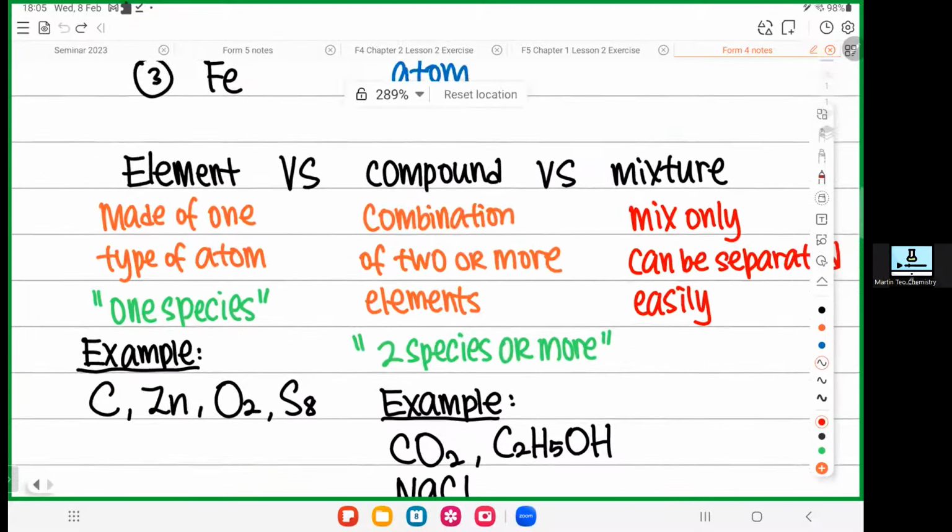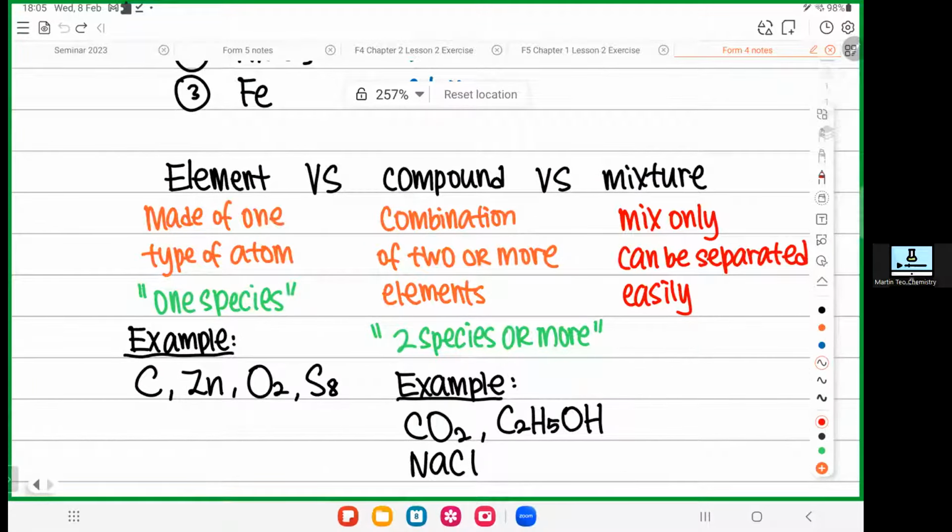Last lesson, we also covered the concepts called element, compound, and mixture. I hope everyone still remembers what they are. If you have forgotten already, please refer back to last week's lesson. You can revise based on the video recording.